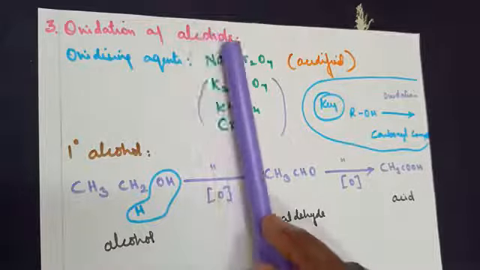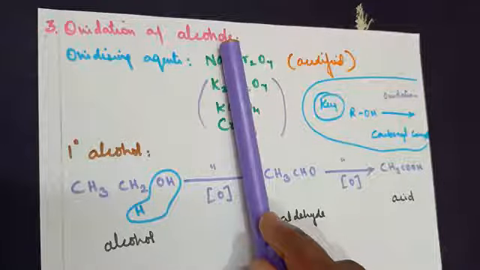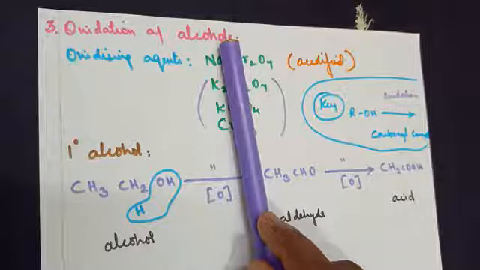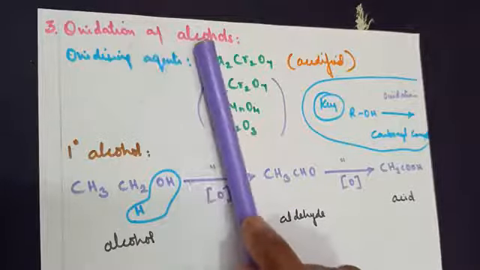The concept you will be learning in today's class is the third chemical property of alcohols, that is oxidation of alcohols. In the previous two classes you have learned the first chemical property of alcohols, that is nucleophilic substitution, where alcohol is converted into an alkyl halide. The second chemical property, elimination reactions of alcohol, where alcohol was converted into an alkene. And the third one, oxidation of alcohols.